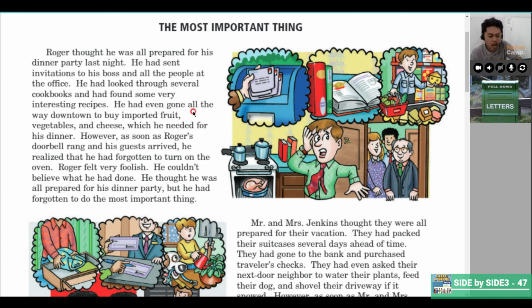Anyway, next. Roger hadn't remembered how to cook the food. It's false. Okay, again. Roger hadn't remembered to cook the food. True. Why is it true? Because he had forgotten to turn on the oven. That's right. He had forgotten to turn on the oven, which is the way to cook the food.